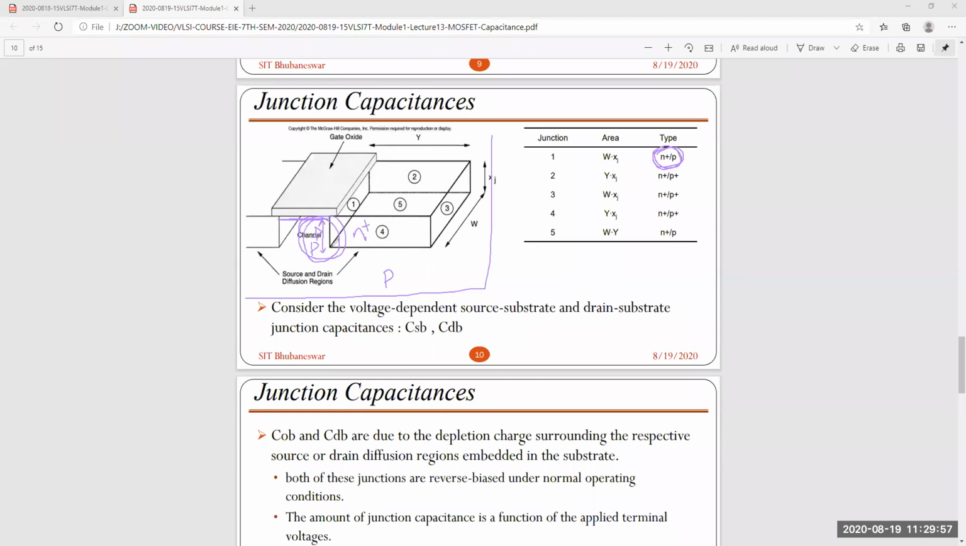Yes, sir. Similarly, N plus P plus, sir. How? N plus P plus means, here you are seeing the drain only, because in your chip there is not just one transistor. A lot of transistors are there in the same substrate region. So suppose the substrate is extended here. Another transistor will be here, so another drain suppose is there.